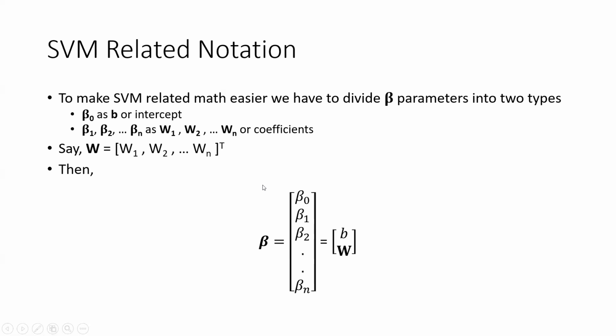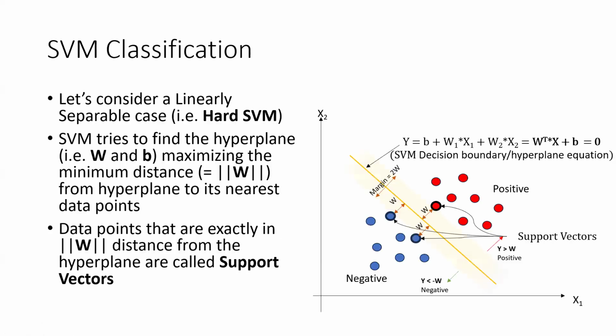So from here onwards, when we say b, it is about the intercept coefficient, or beta 0. W represents the other coefficients, which are the parameters of the model.